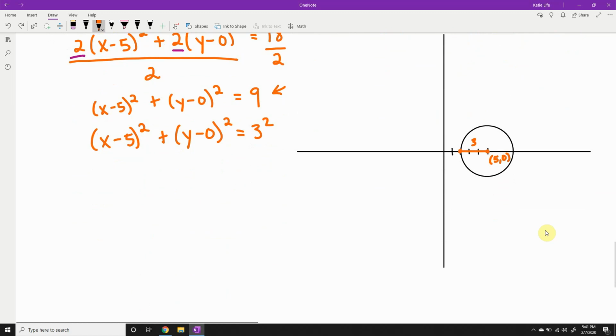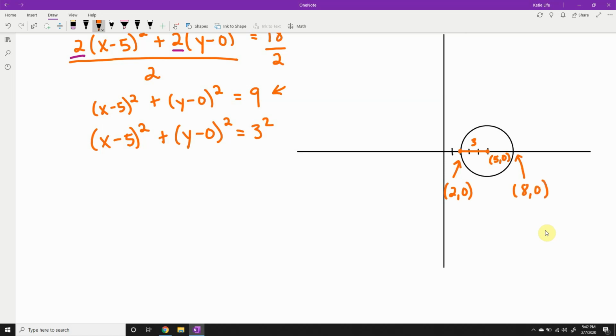It's pretty clear that we're not going to be crossing the y-axis on this one, but we definitely have 2 x-intercepts. Since this one falls nicely on integer values of the xy plane, we can just visually see that these intercepts are going to be 3 values of x below the center point and 3 values of x above the center point. So those are going to happen at 2, 0 and 8, 0.